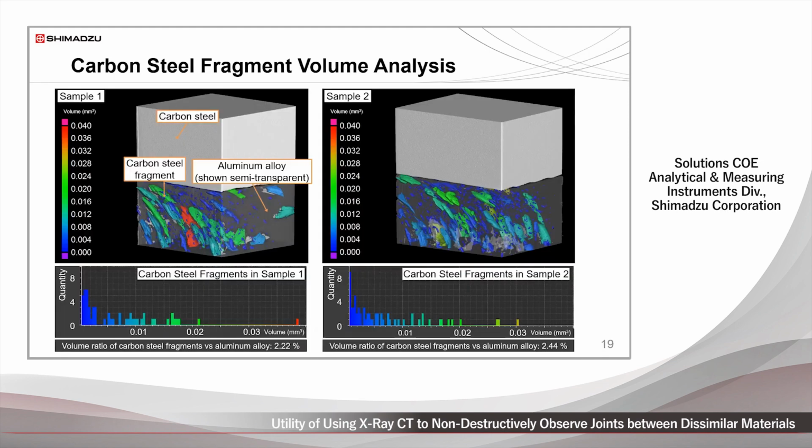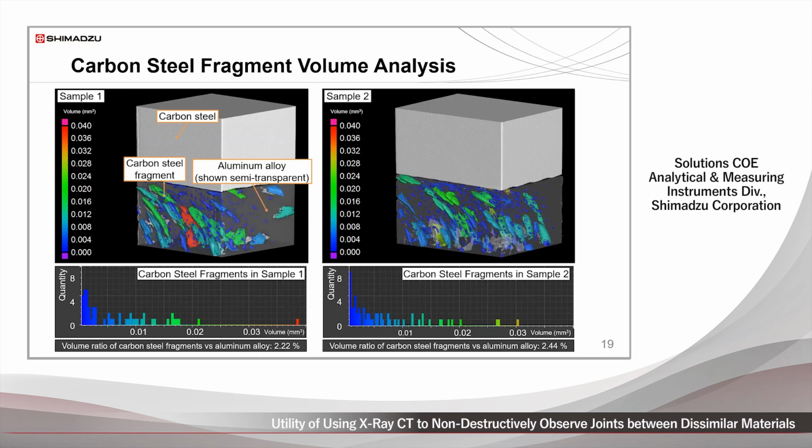By loading the cross-sectional images acquired by CT imaging into specialized image processing software, volumes and other quantities can be analyzed. These are results from analyzing the relative volume of carbon steel in the two samples prepared with identical materials and conditions. It extracts the carbon steel fragments from the aluminum alloy and visually shows differences in their distribution and volume. These images show large volume fragments in red and small volume fragments in blue.